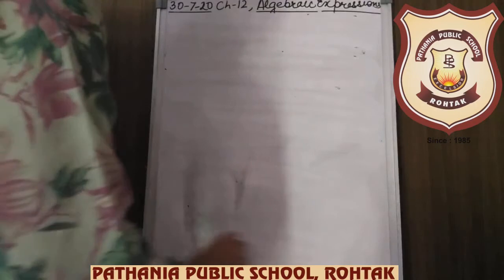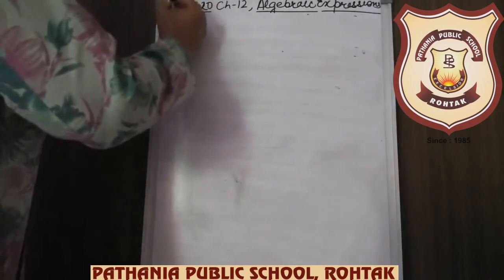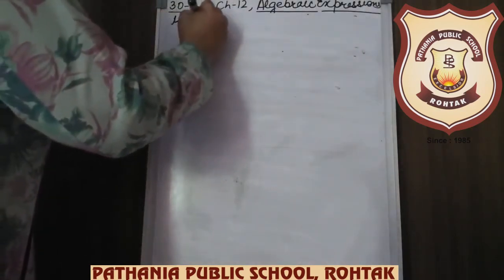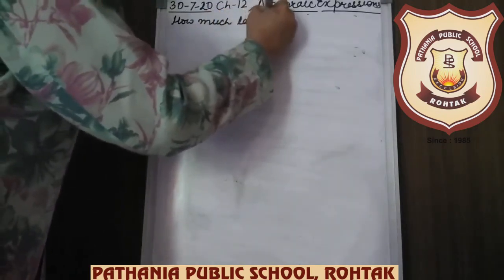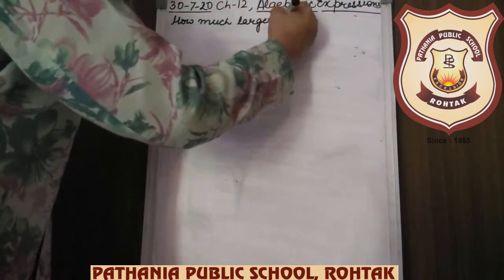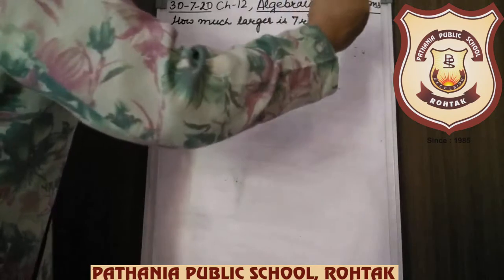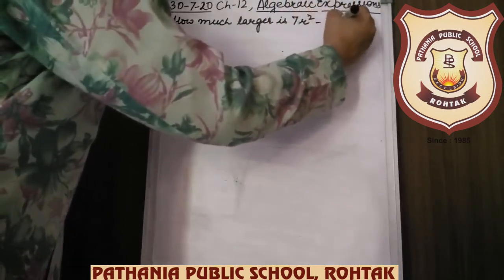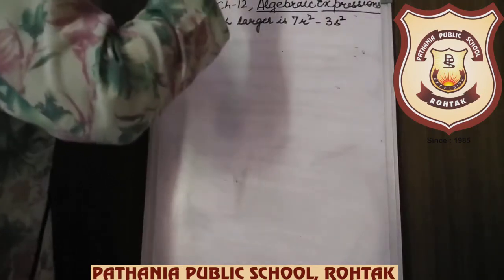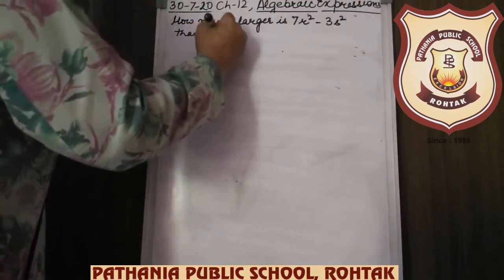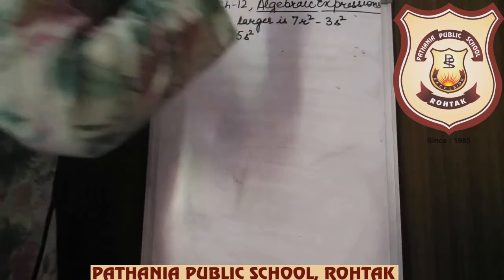Now I will do another example. It says, how much larger is 7r square minus 3s square than 5r square minus 5s square.